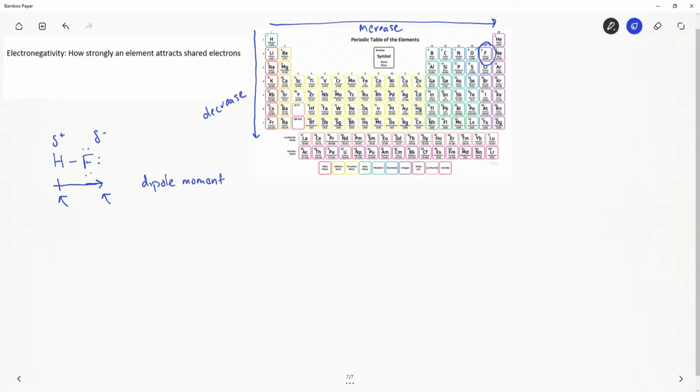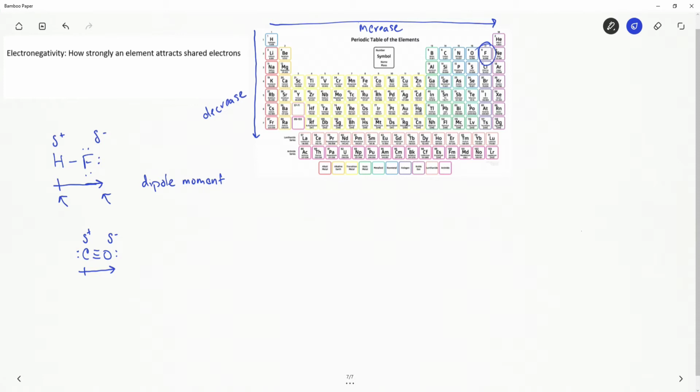If we were to look at carbon monoxide, here is its Lewis structure. Based on the periodic table, I know that oxygen is more electronegative than carbon. So oxygen is going to end up with a partial negative charge. Carbon is going to end up with a partial positive charge. And here is my arrow representing the dipole moment of this bond.